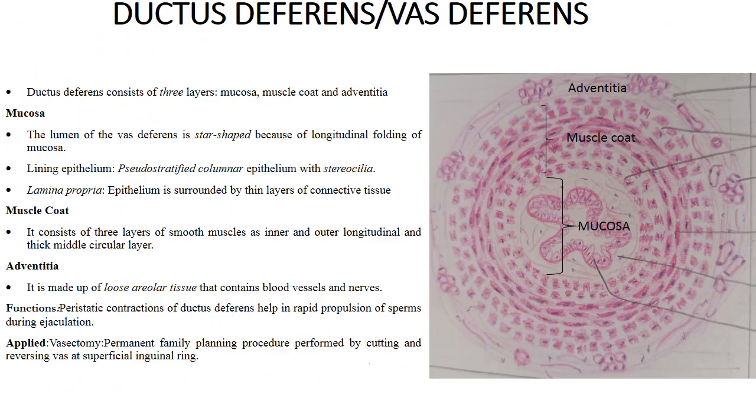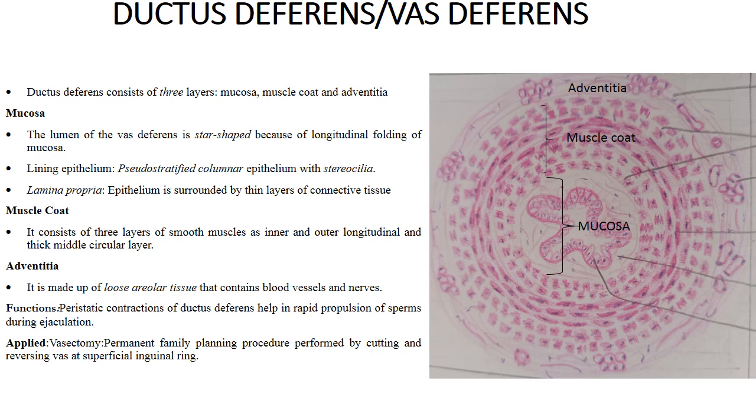the sperms. Vas deferens or ductus deferens is the continuation of epididymis. It is a thick walled muscular tube. It extends from epididymis to ejaculatory duct, and it ascends along the posterior pole of the testis in the spermatic cord. And the terminal part of vas deferens is dilated and it is known as ampulla. Histologically, the ductus deferens has three layers: mucosa, muscle coat, and adventitia.